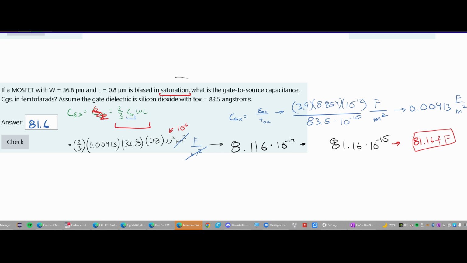And then lastly, we want this to be in femtofarads, so don't make the mistake of accidentally forgetting that. Because it's in femtofarads, let me correct the answer right here. This 10 to the negative 14 is not going to cut it. What we need to do is move this over one more to make it 10 to the negative 15, and that's what femto is for units. That's going to be the answer to this problem, and that's how we go about solving it.